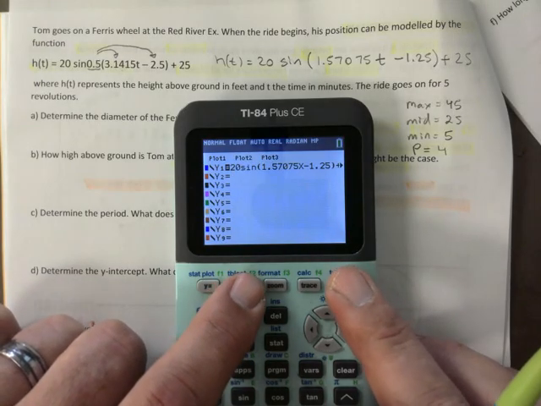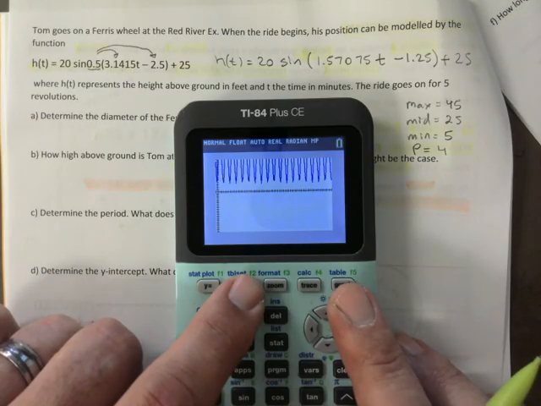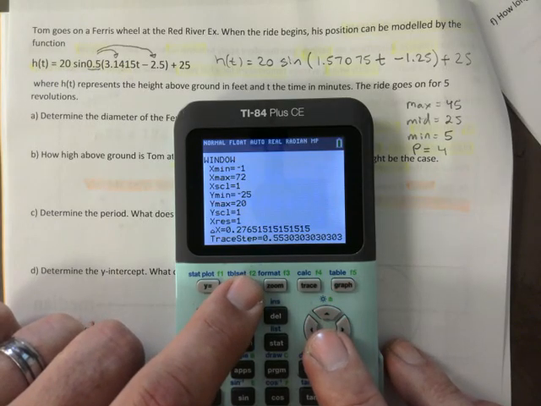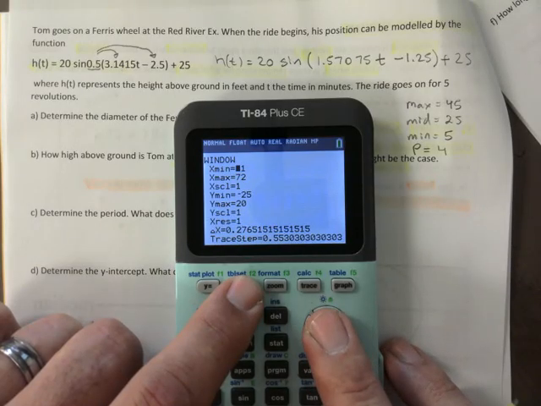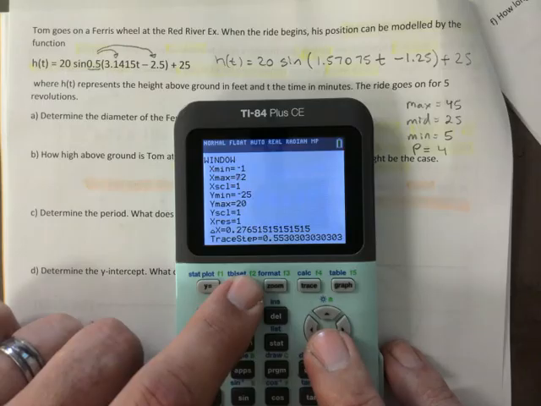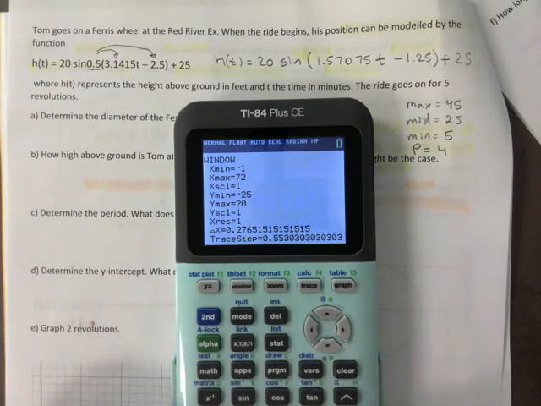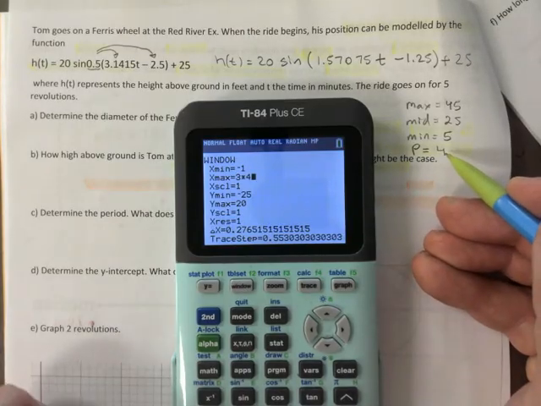I'm going to try graphing it. Whoa, right? That's a lot. So I'm going to go to my x max. I always go a little bit into my negatives here. X max will be, I'm going to go 3 periods, right? So 3 times 4.